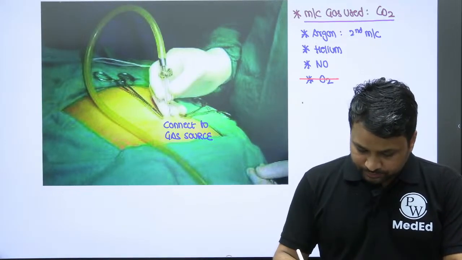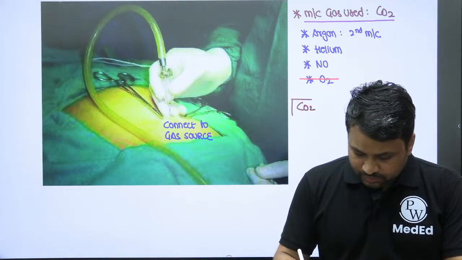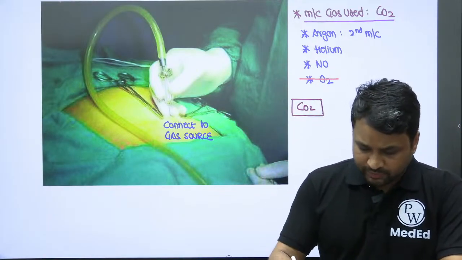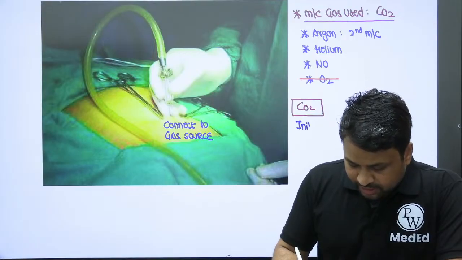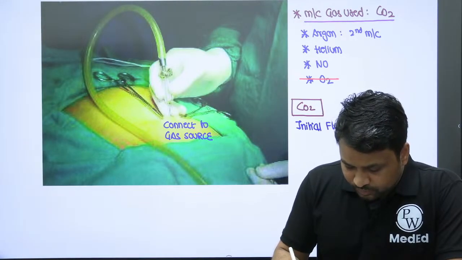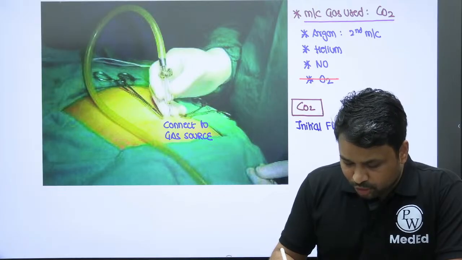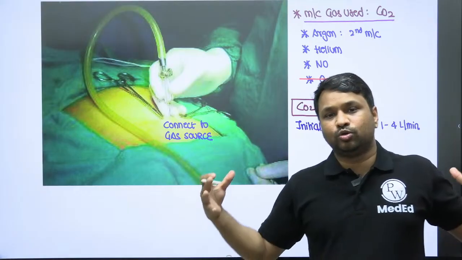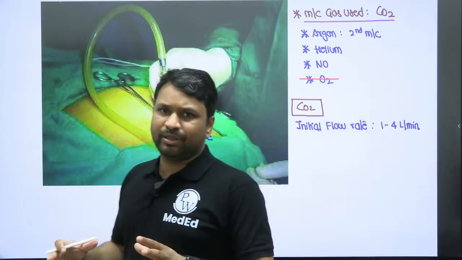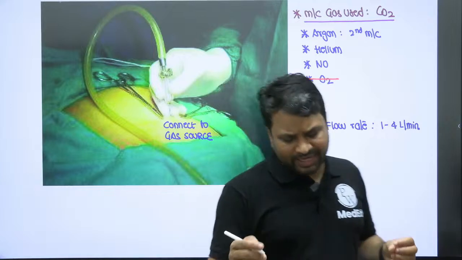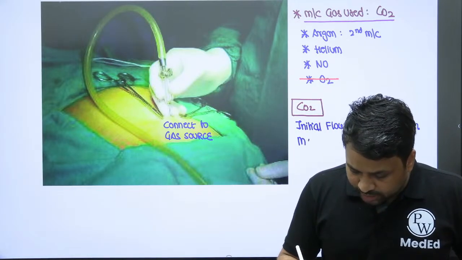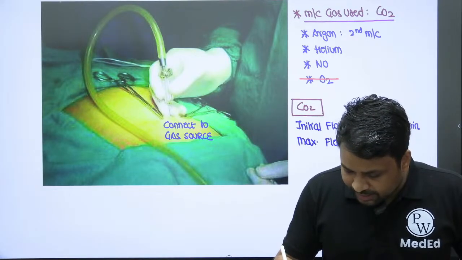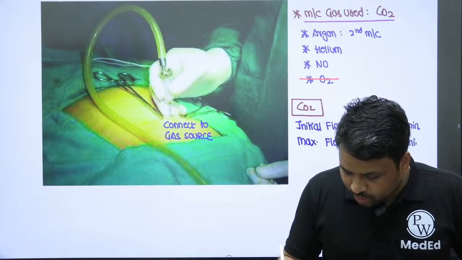Okay, good, then the question comes: when you are going to use carbon dioxide, what is the flow that you are going to keep? When you connect it, initially we start slowly, right? We call it the initial flow rate. The initial flow rate of carbon dioxide to create pneumoperitoneum is 1 to 4 liters per minute. But imagine if you want to create pneumoperitoneum immediately, it is some emergency, you want to enter the abdominal cavity as early as possible, so you can increase this flow rate and we call it the maximum flow rate. The maximum flow rate can be taken up to 20 liters per minute but not beyond that.